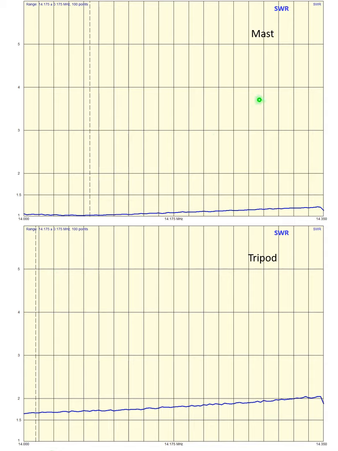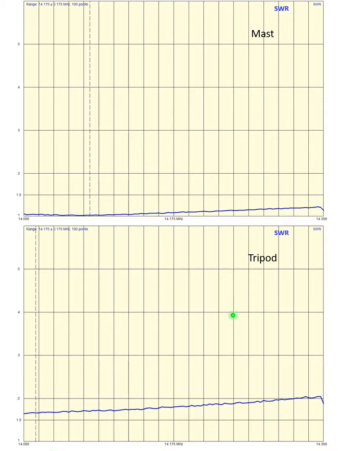So if we look at the SWR, when it's up on the mast, we have incredible, almost unity SWR through the whole frequency range. And then we start to come up here a little bit, but still, even at that, we're at about 1.25, which is an excellent SWR for receiving and transmitting.